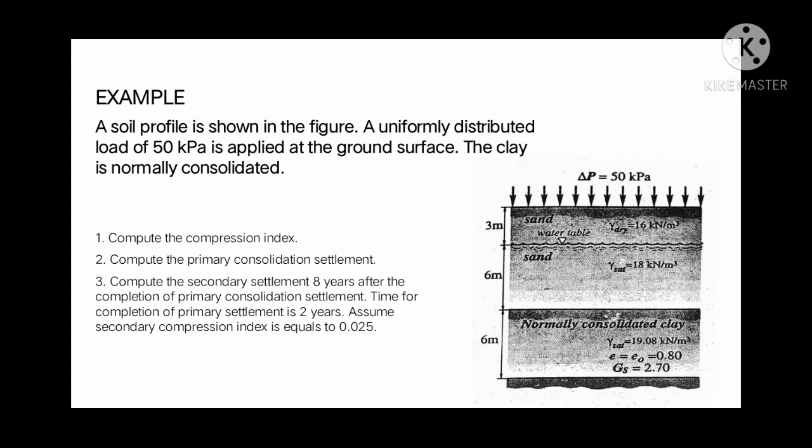Here's another example. A soil profile is shown in the figure. A uniformly distributed load of 50 kPa is applied at the ground surface. The clay is normally consolidated. Number 1. Compute the compression index. Number 2. Compute the primary consolidation settlement. Number 3. Compute the secondary settlement 8 years after the completion of primary consolidation settlement. Time for completion of primary settlement is 2 years. Assume that the secondary compression index is equal to 0.025.